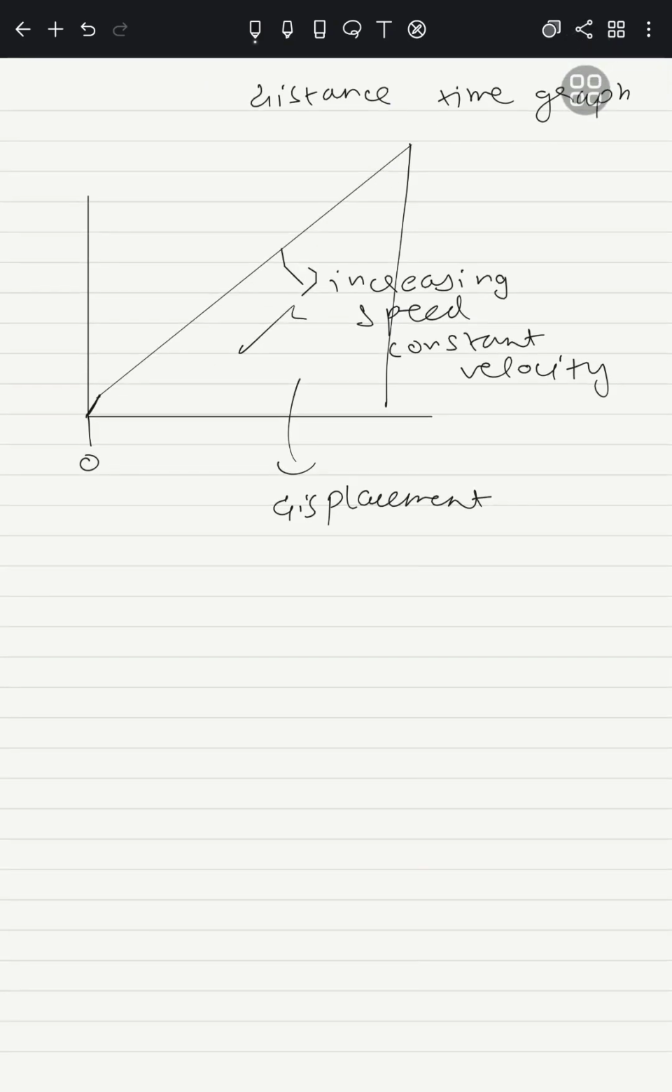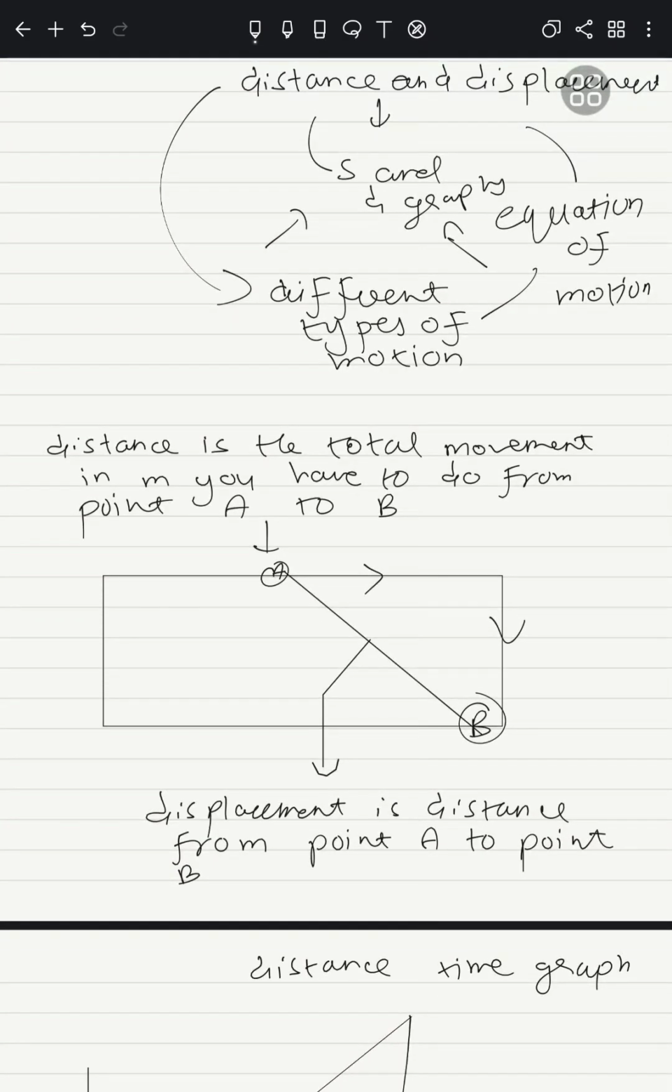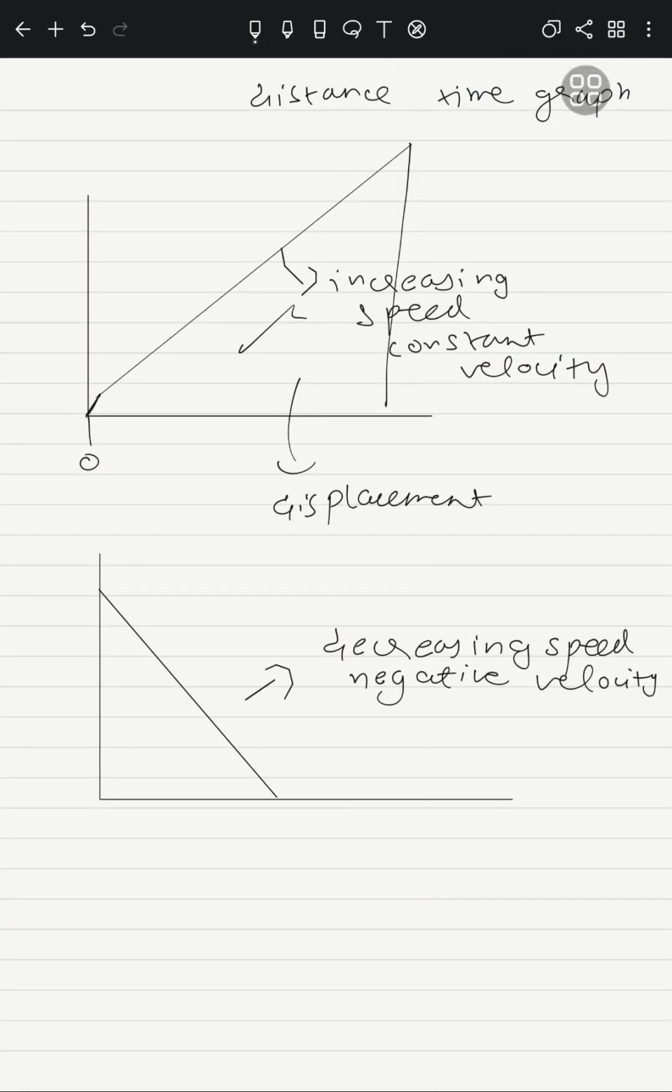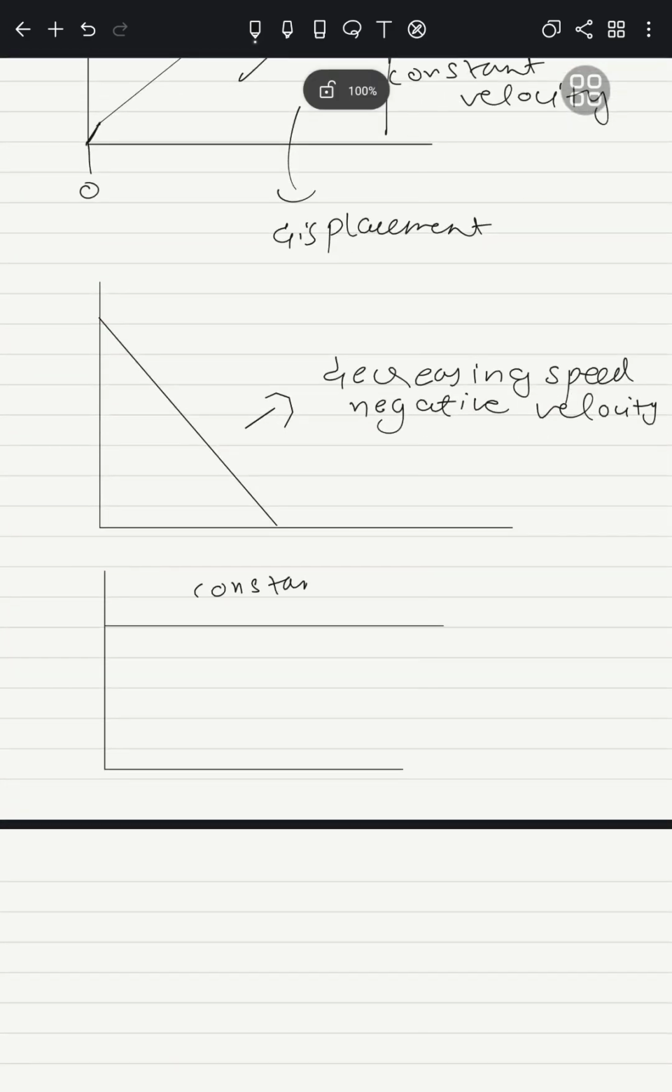If it's like this, this is decreasing speed, negative velocity, decreasing speed. I also did not discuss velocity. Sorry if I am not presenting this in the right way. We also have this, which would be constant speed, zero velocity.